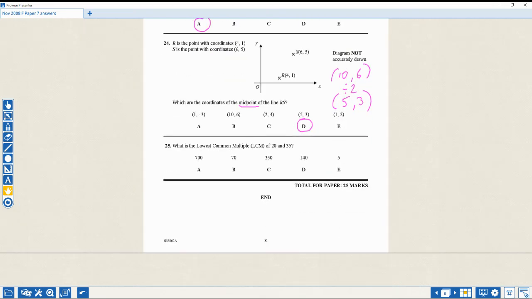And the last question, what's the lowest common multiple of 20 and 35? So what's the smallest number that's in both times tables? So if you write out the 20 times table, so 20, 40, 60, 80, 100, 120, 140, and then write out the 35 times table, the first few, 35, 70, 105, 140, you can see there 140 is the first number that is in both times tables, so the answer is 140. And that is the end of the paper.